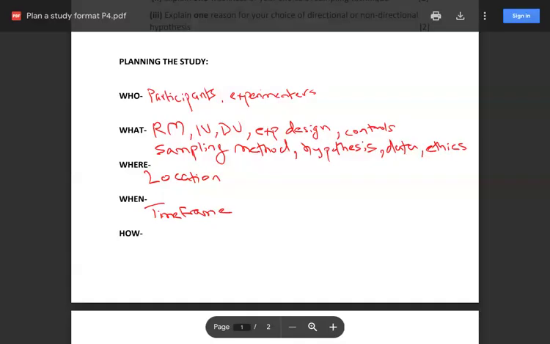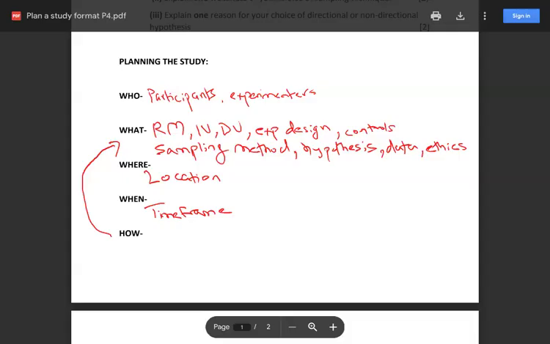And how is simply an operationalization of the what. How are you operationalizing the IV and DV? How are you placing the participants in the two conditions of the IV, basically the experimental design? How are you implementing controls and maintaining standardization? How are you acquiring the participants through your sampling method? Okay. How are you collecting data? How are you implementing ethical guidelines?